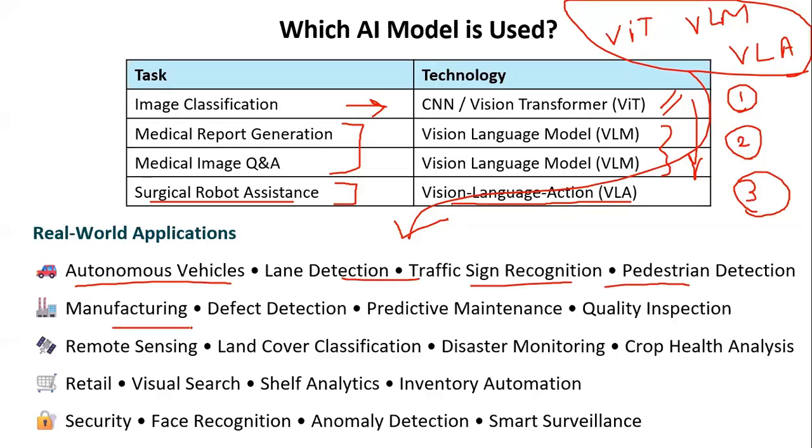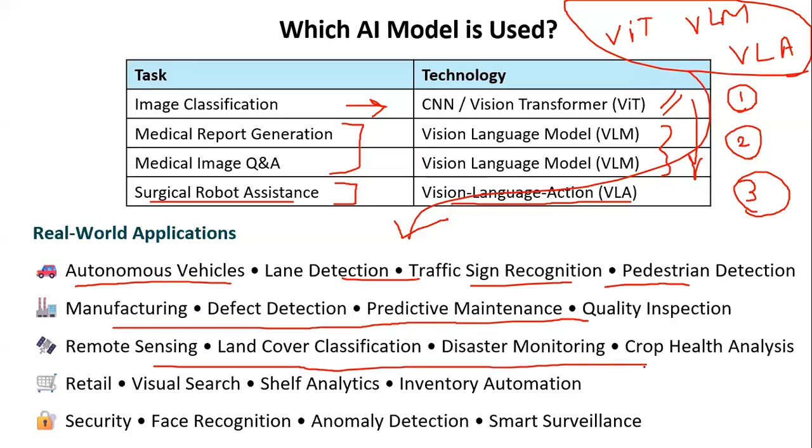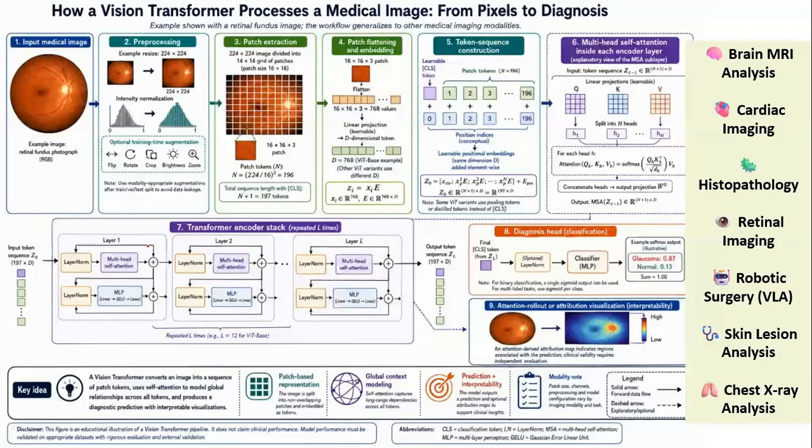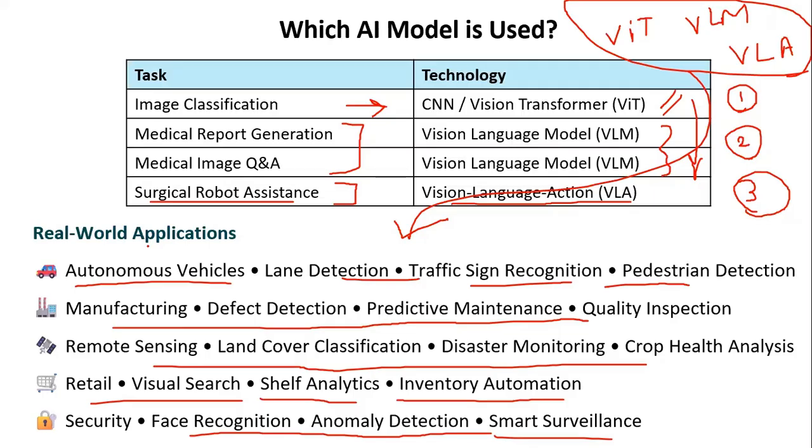It can also be used in the manufacturing domain for defect detection, predictive maintenance, quality inspection, etc. Remote sensing, land cover classification, disease monitoring, crop health analysis. So many areas are there. In the retail industry, like we have seen one example of inventory, how it was organized, what stock was present on the shelf, so shelf analytics, inventory automation, and even in security, face recognition, anomaly detection, smart surveillance. These are certain real world applications of these three: ViT, VLM, and VLA.